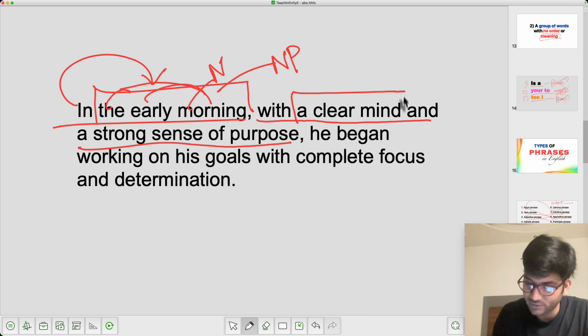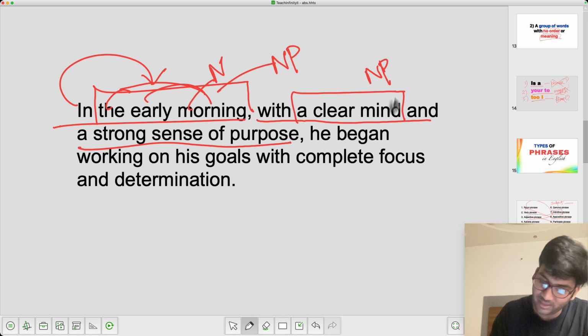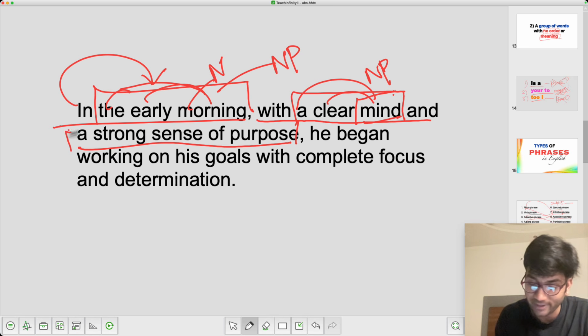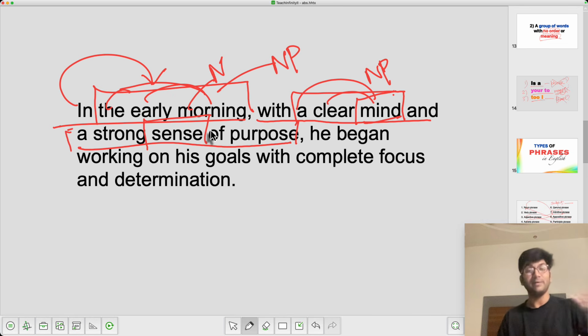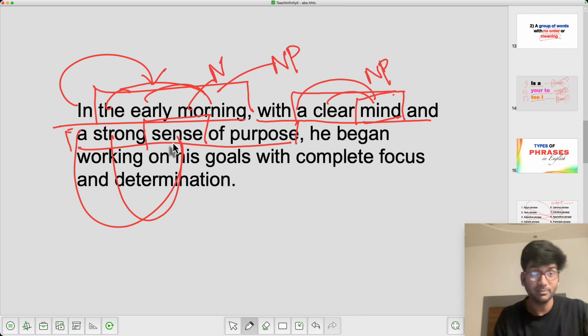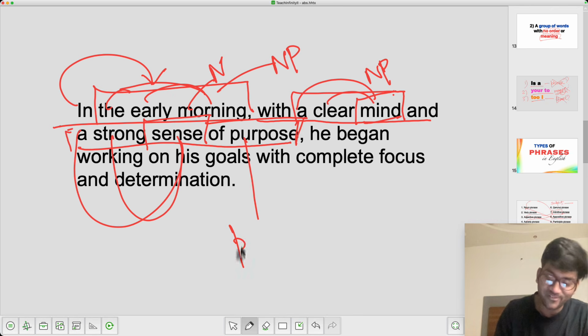A clear mind is phrase number one. Again, a noun phrase with the head word being mind, and a and clear are pre-modifiers. A is an indefinite article, determiner, right? Clear is a regular adjective. And, right, a strong sense of purpose is another noun phrase where sense is the main noun, the head word, a is a modifier, indefinite article, strong is a regular adjective, and these are coming before the noun, so these are called pre-modifiers, right? Of purpose is another phrase, a prepositional phrase.